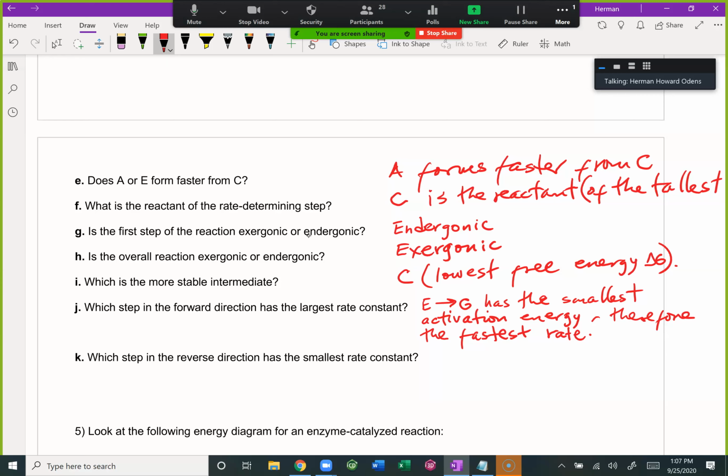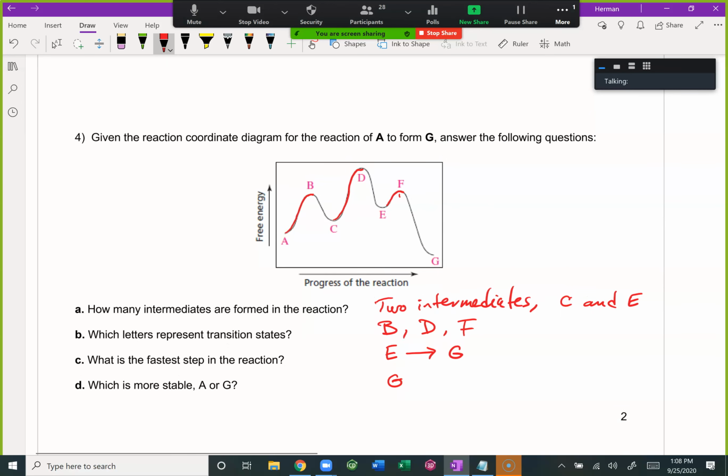All right. Which step in the reverse direction has the smallest rate constant? Now we have to think backwards. So we're going from G to E. We're going to go from here to here, then E to C, and then C to A.